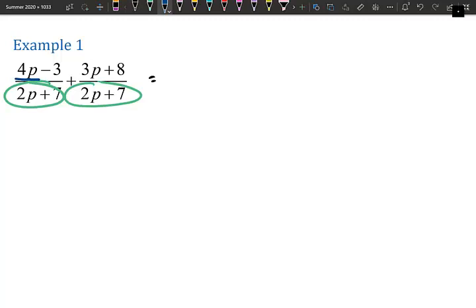We have 4p plus 3p, which is 7p. And then we have negative 3 plus 8, which is positive 5. And that's over the denominator that they both share, which is 2p plus 7. Another way that we can do this, we know we're going to add them all. So let me show you another way.